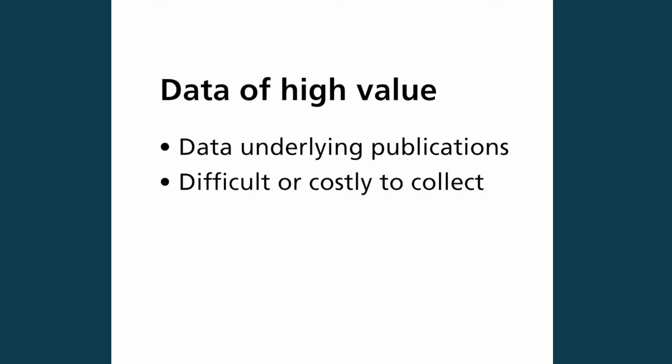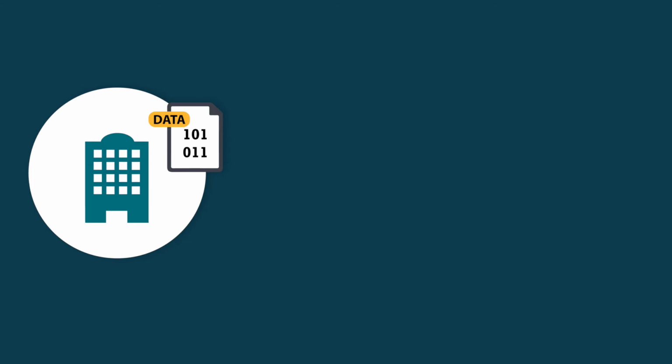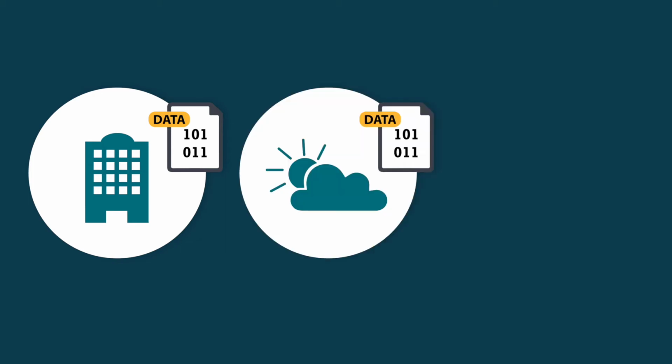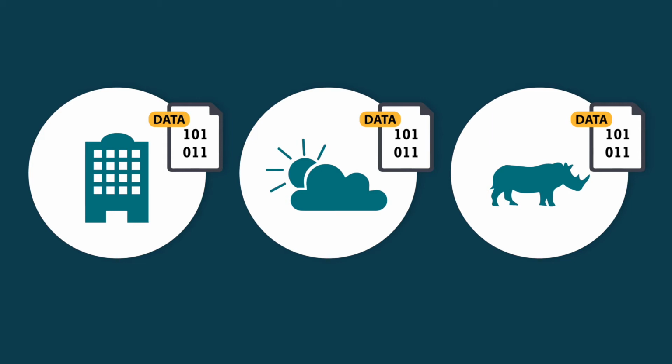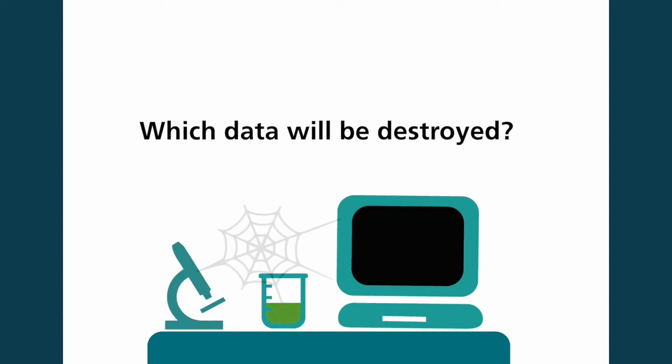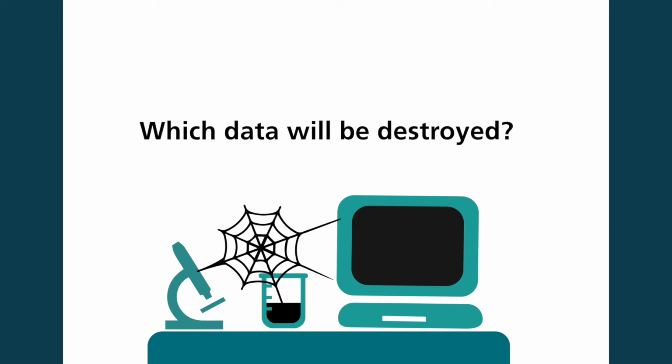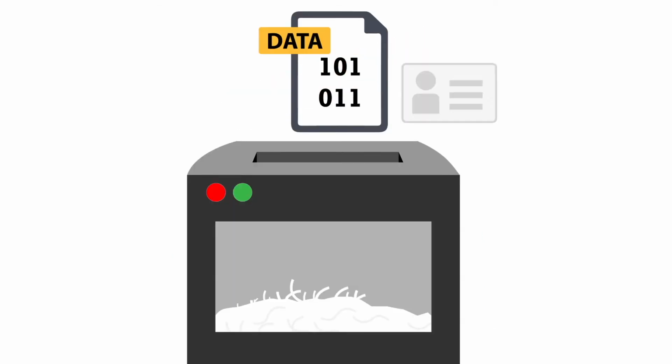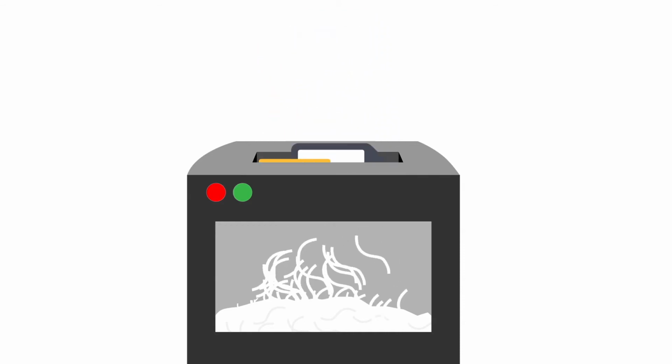You may also want to preserve data that are difficult or costly to collect, and data that are impossible to reproduce. Examples are data generated or processed by a company you hired, weather data, and data collected from rare animals or remote areas. You also need to consider which data will be destroyed. This could be the case for biological material that will deteriorate over time. Confidential data or personal data that cannot be anonymized may also need to be destroyed.